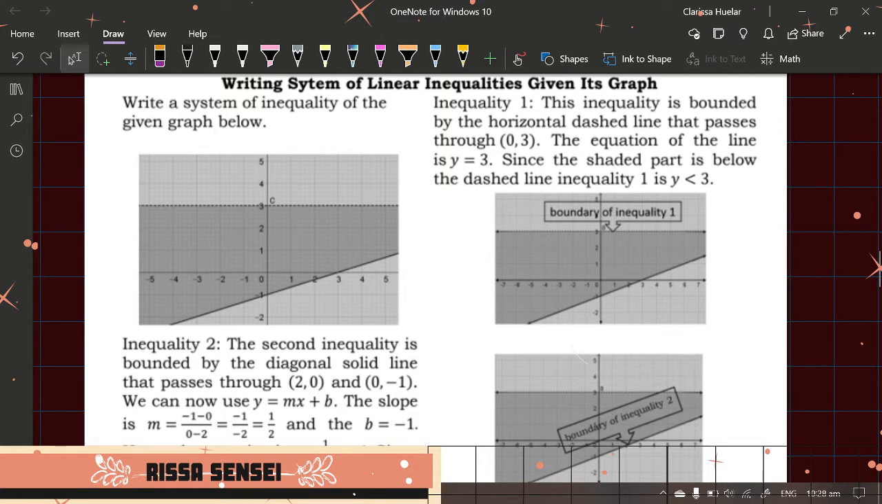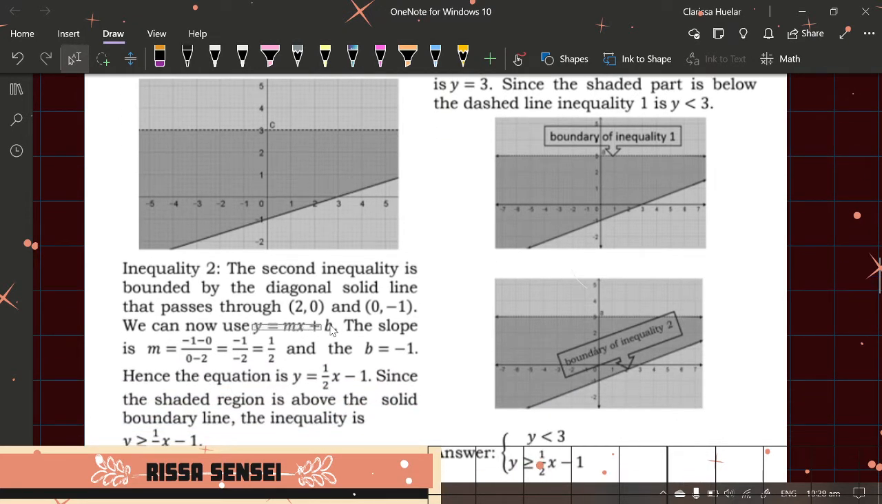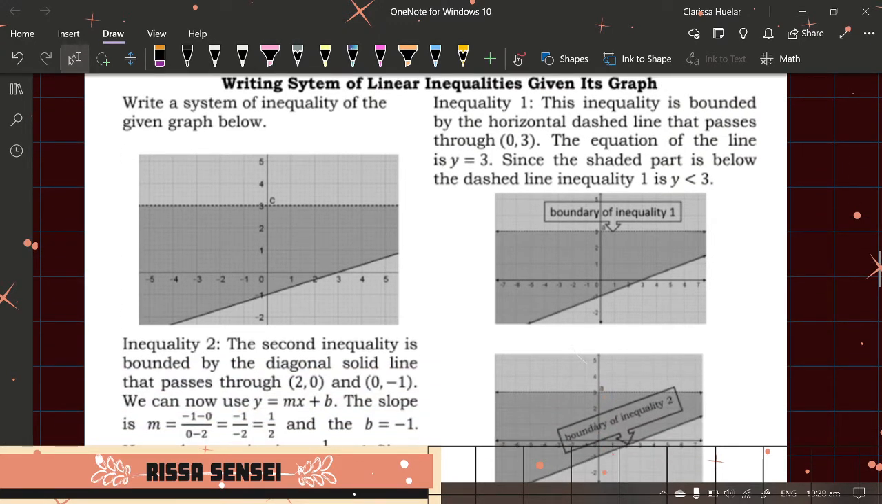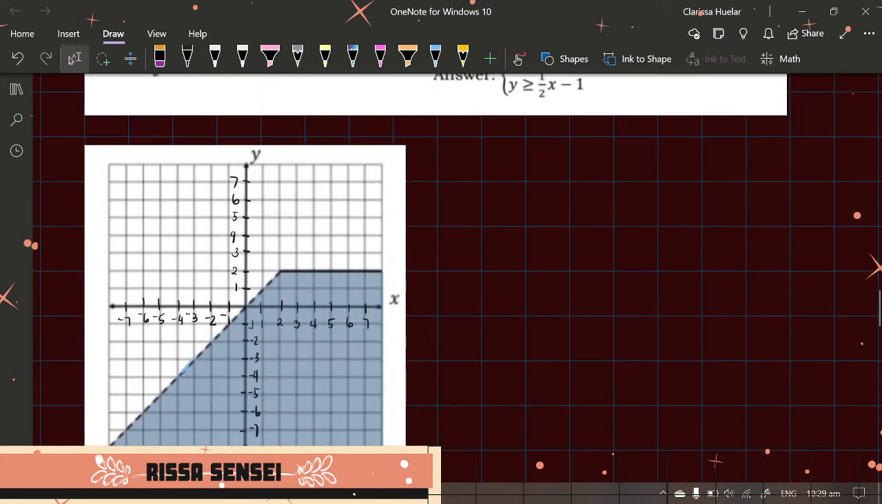Just like the example in your module, ito yon. Kinuha ko to sa inyong module. Gagamit tayo ng concept ng y equals mx plus b, wherein m is the slope of the line and b is the y-intercept. So, dapat alam niyo kung paano mag-rise over run. Lahat to ay na-discuss na ng first quarter. Alalahanin. And notice na ito, merong broken line, merong solid line. Gagamitin din natin yung natutunan natin noong mga nakaraan. So, let's proceed with this example.